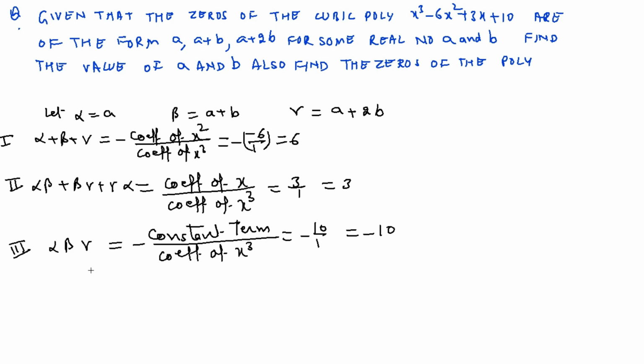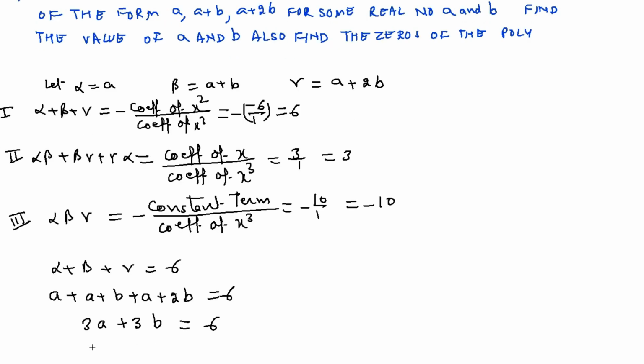So write the first relation. Alpha plus beta plus gamma is 6. Substitute the values of alpha, beta and gamma. You will have a plus a plus b plus a plus 2b is equal to 6. So 3a plus 3b is equal to 6. Take 3 common. You will have a plus b in the bracket, is equal to 6. So a plus b will come out to be 6 upon 3. So a plus b is equal to 2.